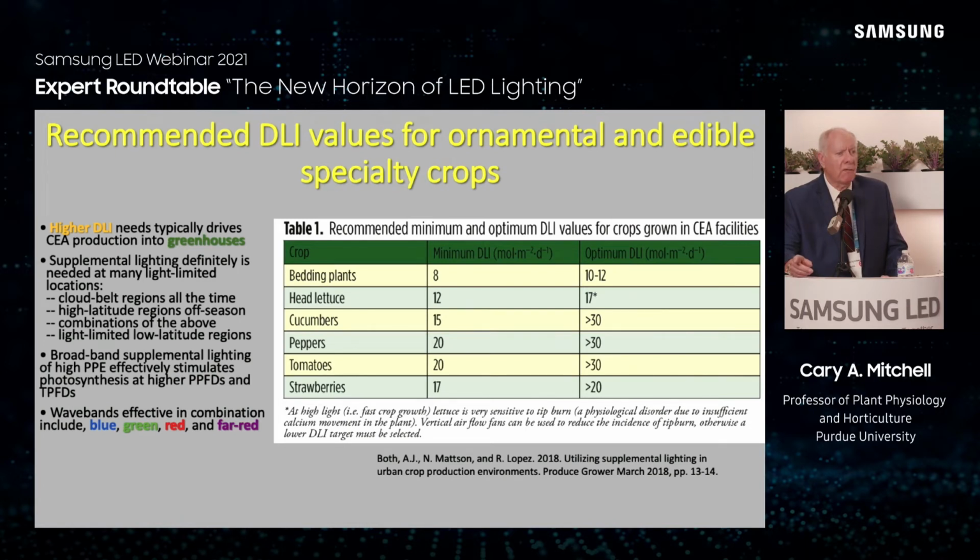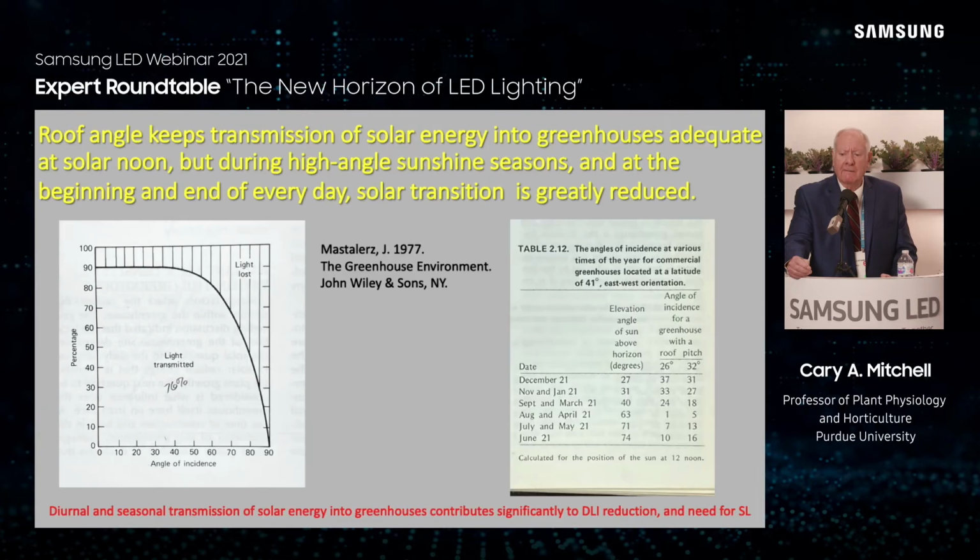And here it is for vegetables. And I have done a lot of work with tomato myself. The minimal DLI is 20 moles per meter square per day, and then up to more than 30 is recommended. So this is a lot of light. And if you're a commercial grower in a greenhouse and you're into that winter weather, cloudy, you're going to have to do supplemental lighting if you're going to stay in business and make any kind of a profit.